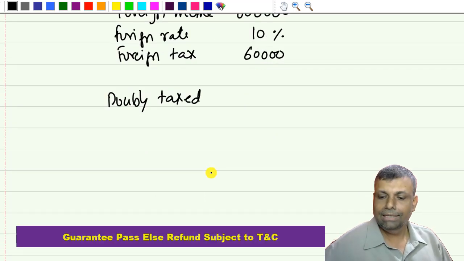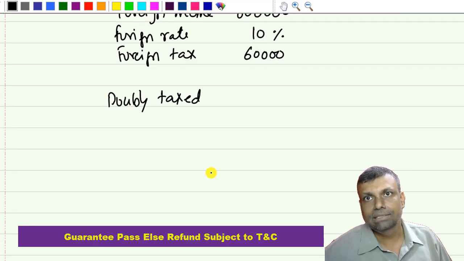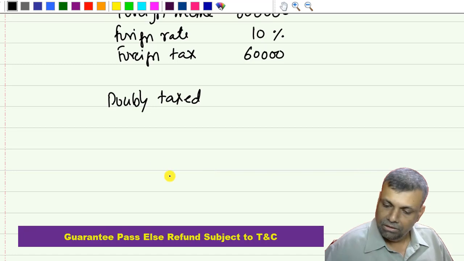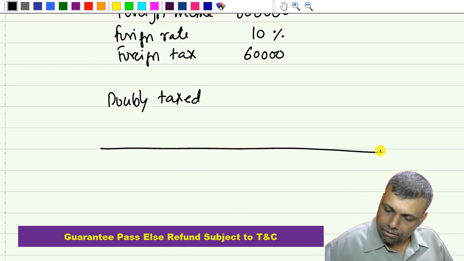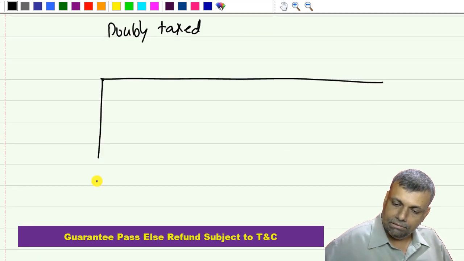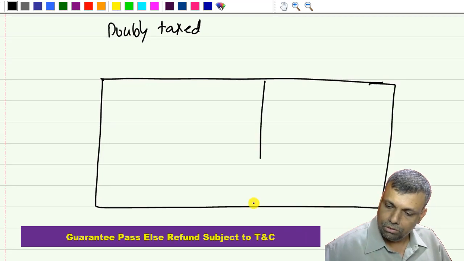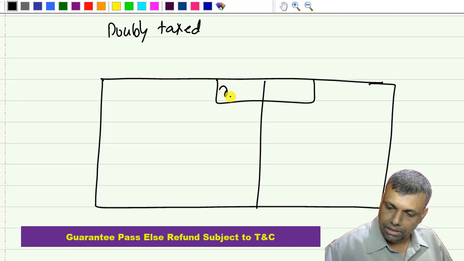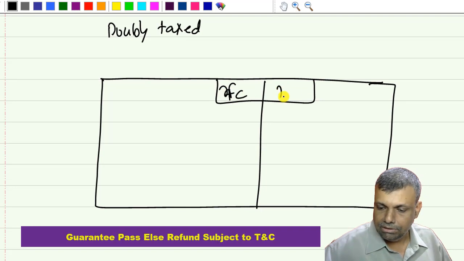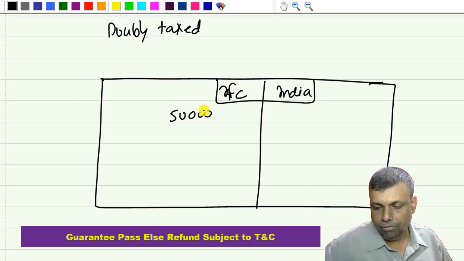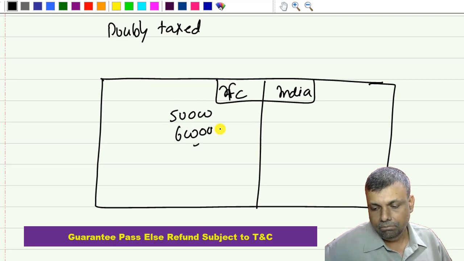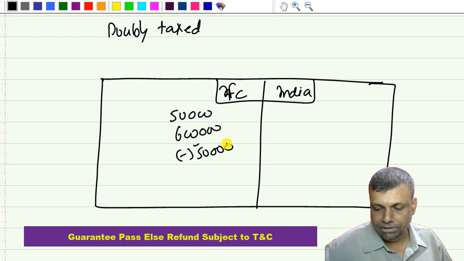Doubly taxed income is basically an income which is taxed in both the countries. So now doubly taxed income, you can imagine like this. This is a small little working note if you want. See, I will say foreign country first, and thereafter I will say India. In the foreign country, you had 50,000 income, 6 lakhs income, and 50,000 expenses. This was your foreign country.